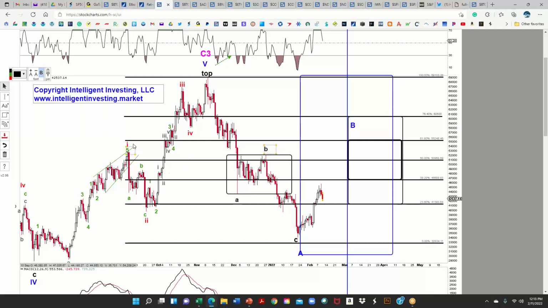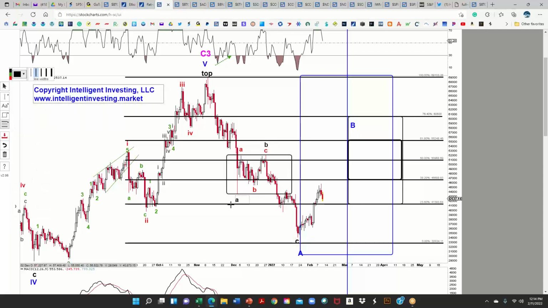So wave B is, of course, corrective, meaning wave B can be a zigzag, a flat, or a triangle. In this case, wave B was loud and clear a zigzag. We had the rally here, the oversold rally. We then had a drop again for wave B, retracing almost all of this wave A, and then we went back to where wave A ended. That is a classic flat. So you can see how tricky B waves are. So you have a flat within the correction. This is A, this is B, and this is C.